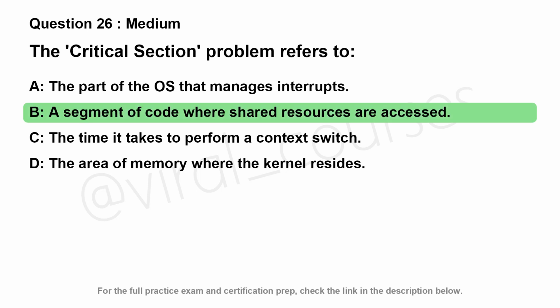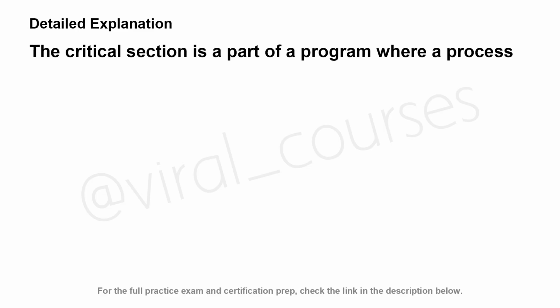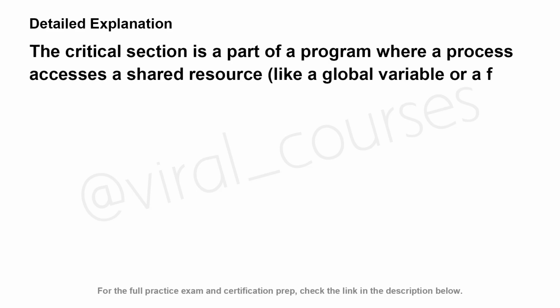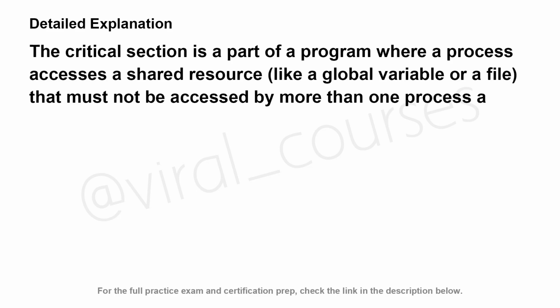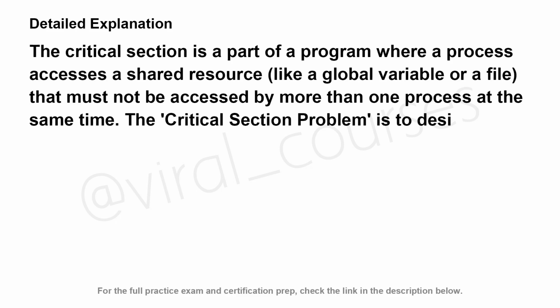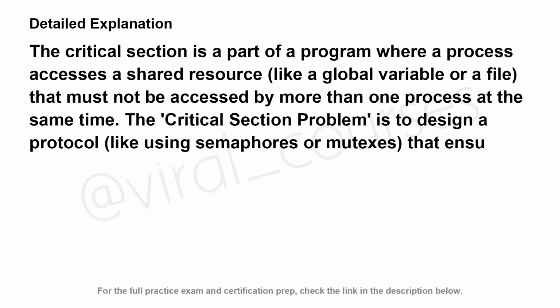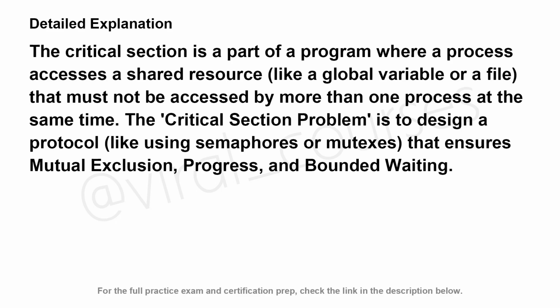The correct answer is B. The critical section is a part of a program where a process accesses a shared resource, like a global variable or a file, that must not be accessed by more than one process at the same time. The critical section problem is to design a protocol, like using semaphores or mutexes, that ensures mutual exclusion, progress, and bounded waiting.